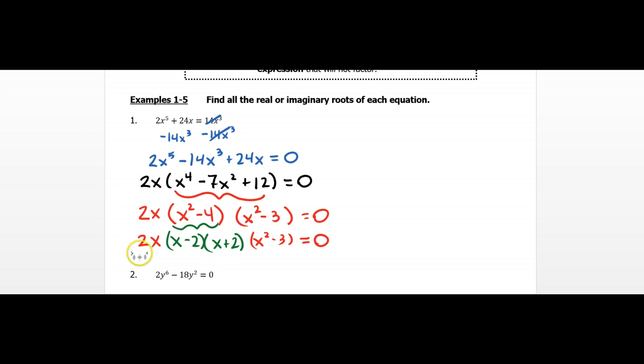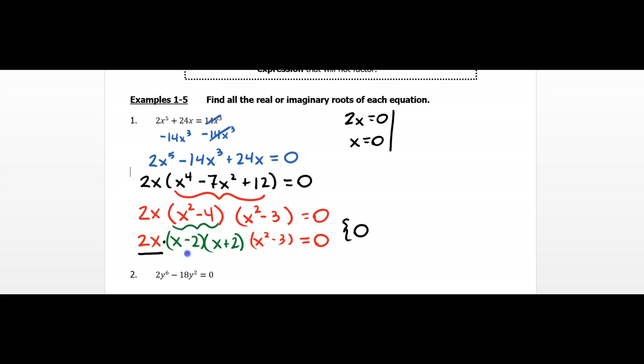Okay, so we have this 2x first of all. So we know this is one of the possibilities. The quantity 2x could be equal to 0. So if that's the case, then x itself is equal to 0. Okay, so I know the number 0 is one of my zeros for this problem.